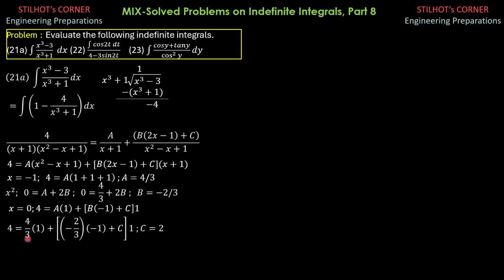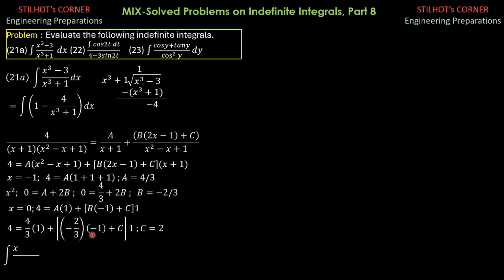4 minus 2/3 minus 4/3. So 2, 4 minus 2 is 2. So that's why c is 2.